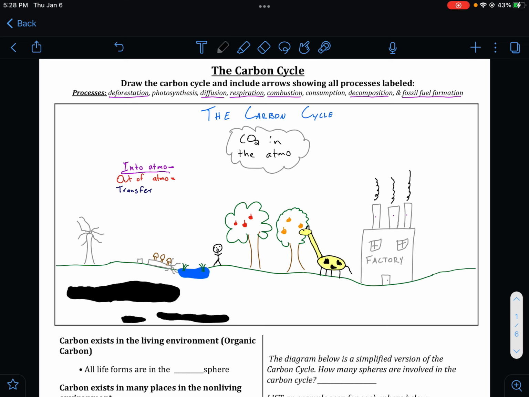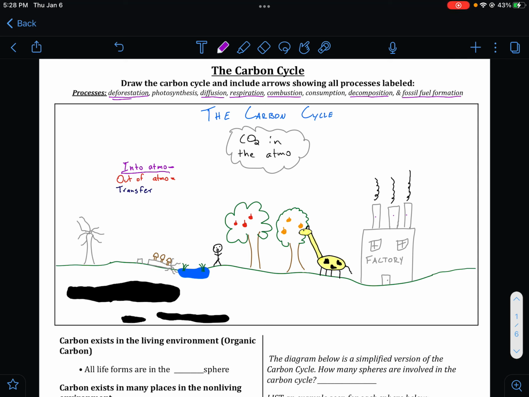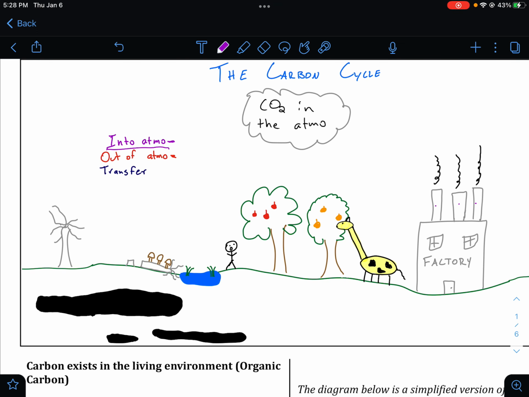So let's start from the left here. We need to write about deforestation, diffusion, respiration, combustion, decomposition, and fossil fuel formation, since all those things were talked about in the previous notes. So let's start easily enough with deforestation. Right here, I've drawn a tree that's been chopped down.